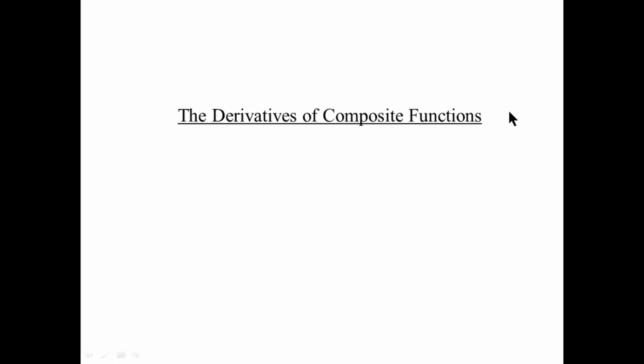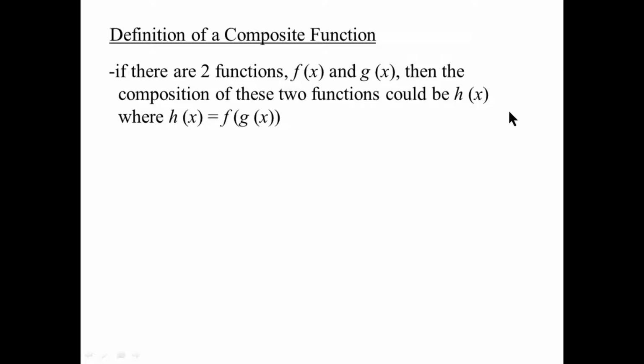Today, derivatives of composite functions. Definition of a composite function. There are two functions, f of x and g of x. The composition of these two functions could be h of x, where h of x is f of g of x. What's happening is g of x is being subbed into f at the input part.